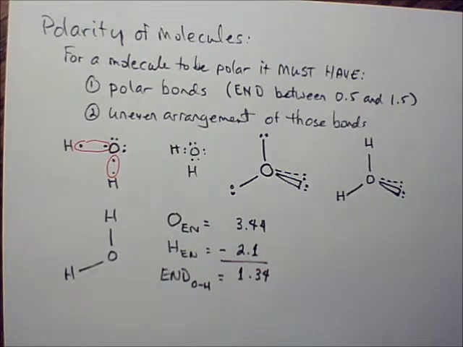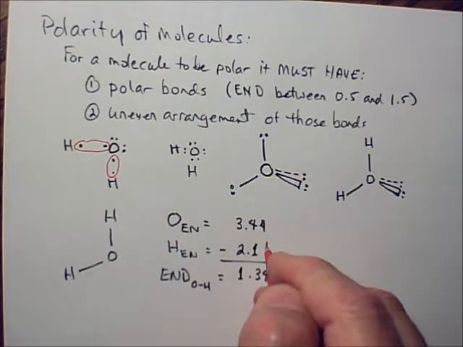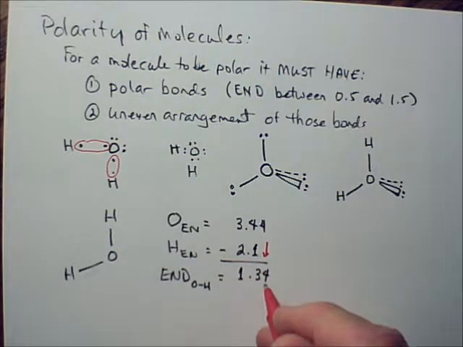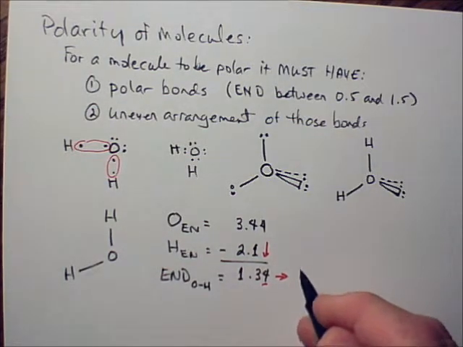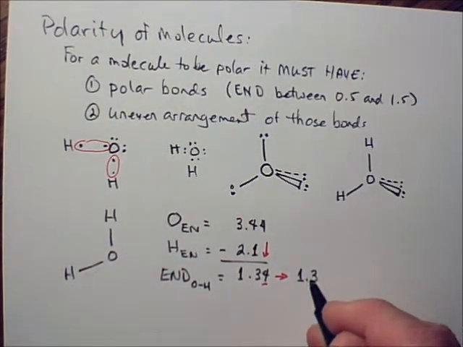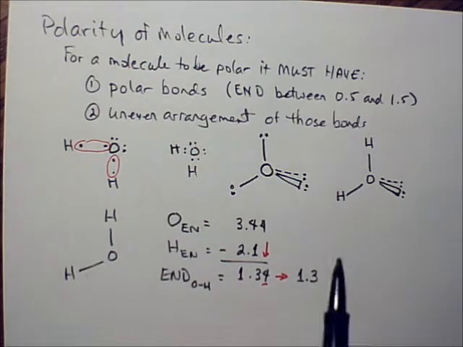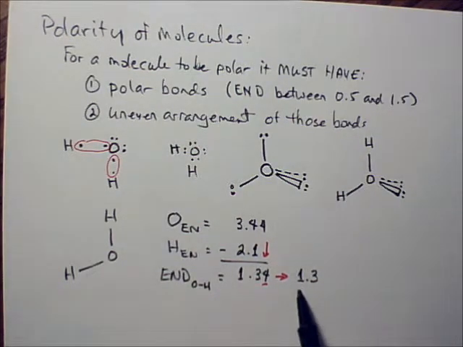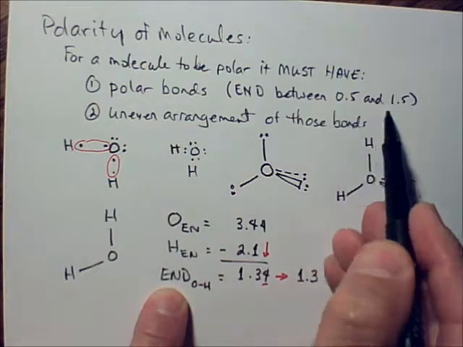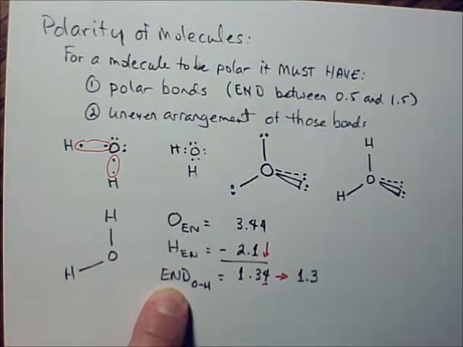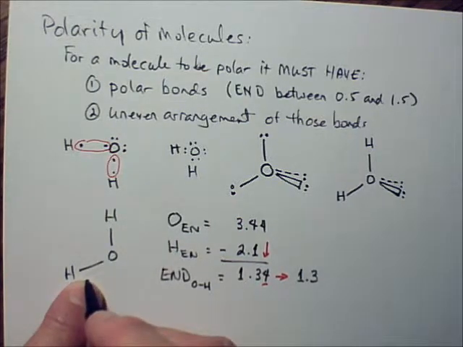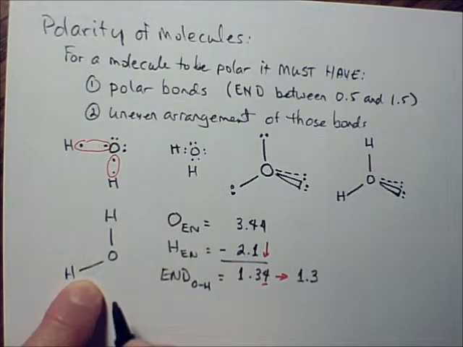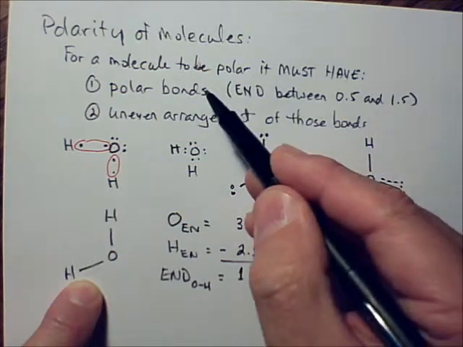But we have an empty slot over here. So back in Unit 1, we began learning that you're supposed to round those off. Somebody asked that question a minute ago, and I said yes. So the electronegativity we actually want is 1.3. Question: is that electronegativity difference between 0.5 and 1.5? Yes. Therefore, this bond is polar. The bond is polar. We've met this criteria.